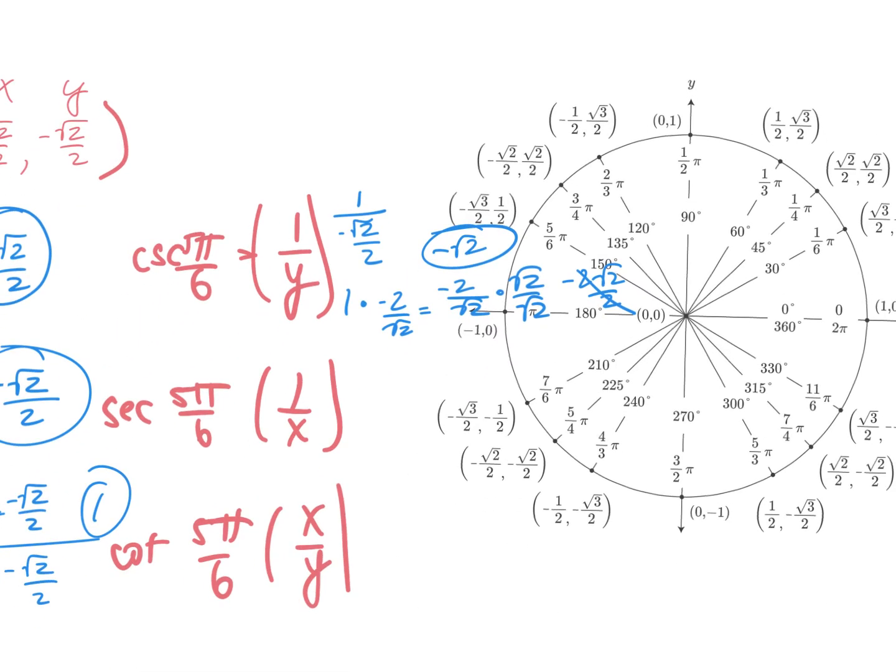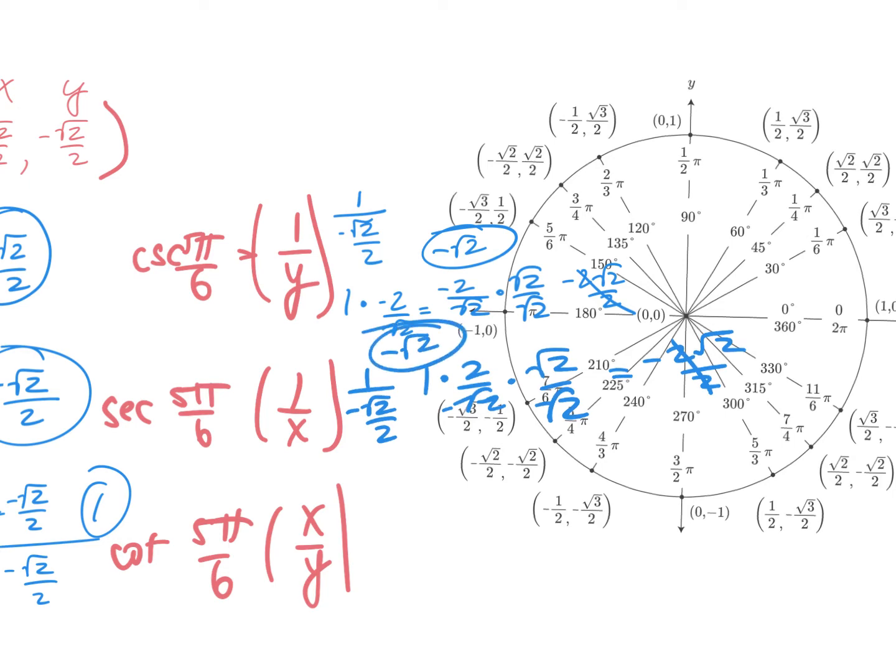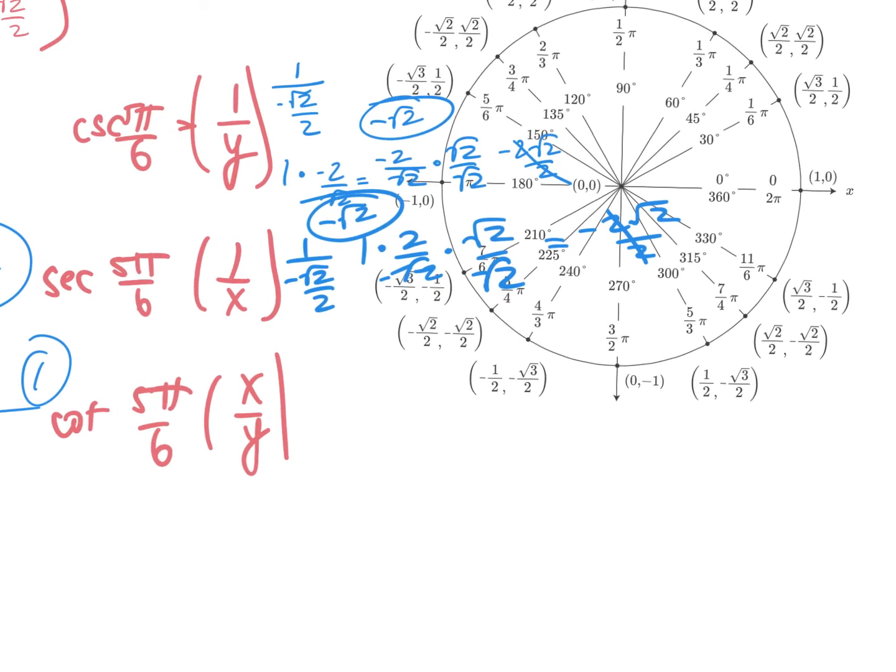What's going to happen with 1 over x? The exact same thing, right? It's 1 over negative root 2 over 2. So you're going to keep, change, flip. We got to rationalize. So you're left with negative 2 root 2 over 2. What happens to the negative 2's? They cancel out. So you're left with negative square root of 2. And then x over y. Negative square root of 2 over 2 divided by negative square root of 2 over 2. What's anything divided by itself? Just 1. Good.